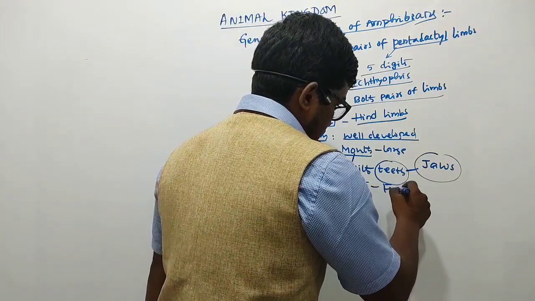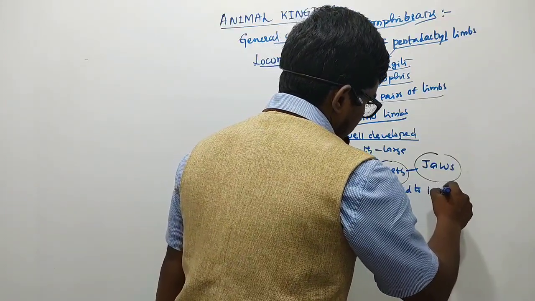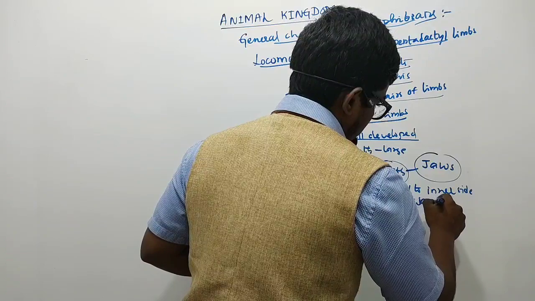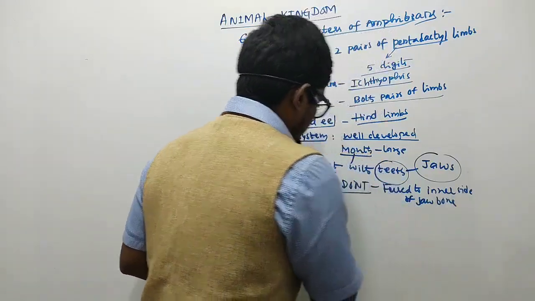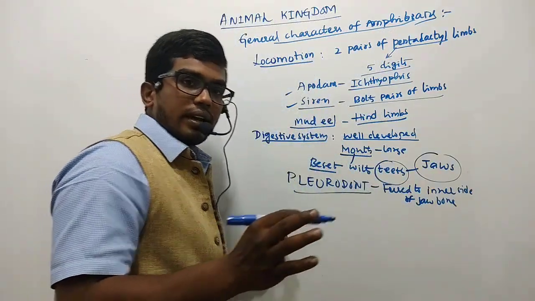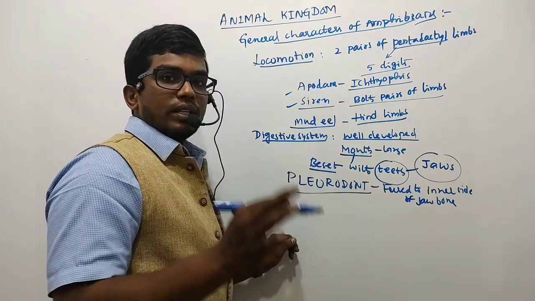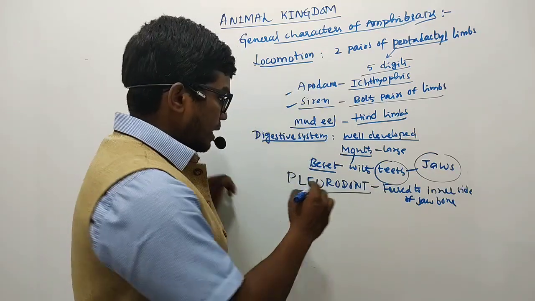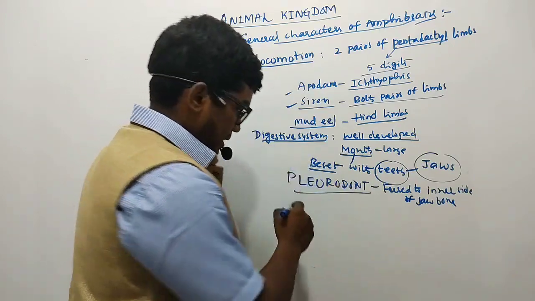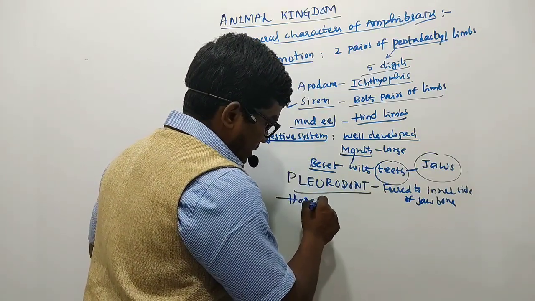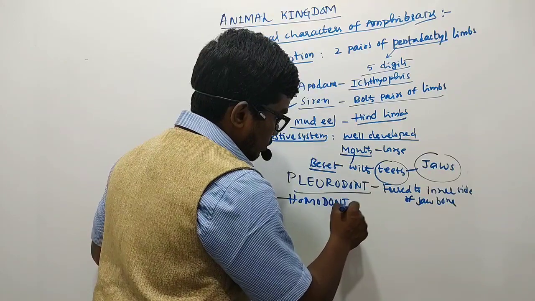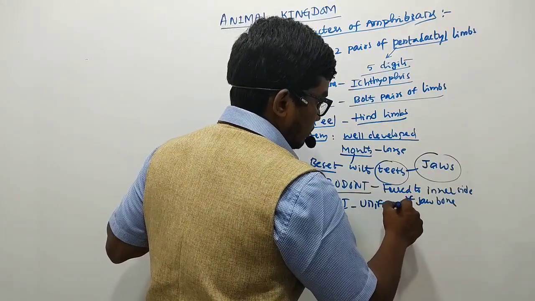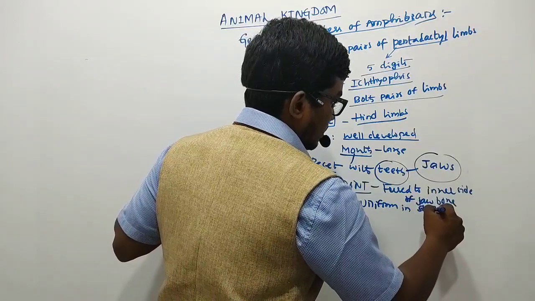Fused to the inner side of the jawbone. This is one condition when we talk about the arrangement of teeth in the jaws of amphibians, or they can be uniform in their structure. If they are uniform in their structure, we call them homodont. This is uniform in structure.